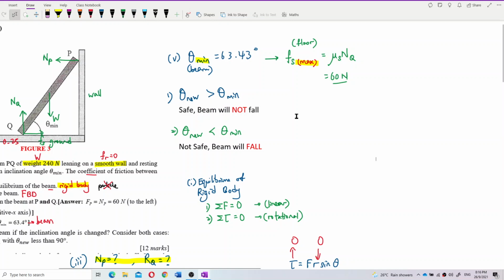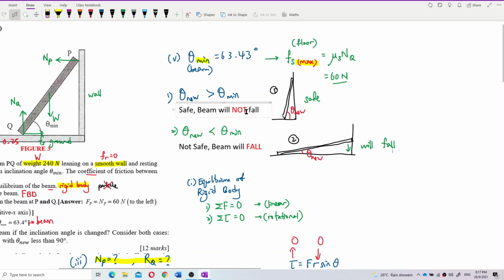So maybe I can redraw for you. This is what it means. If it is like this, surely it is safe because the angle is more than the minimum angle, so the beam will not fall. But if you are less than the minimum required, like this, it will lose balance and the beam will fall because the floor cannot provide more friction. The maximum friction it can provide is only 60 Newton.